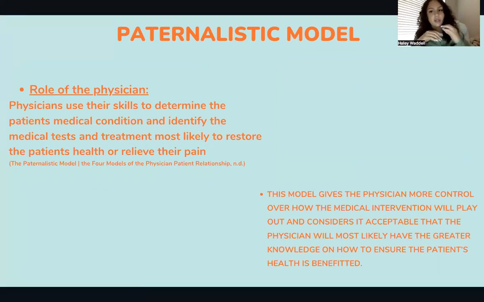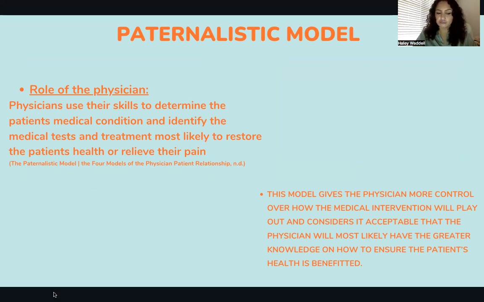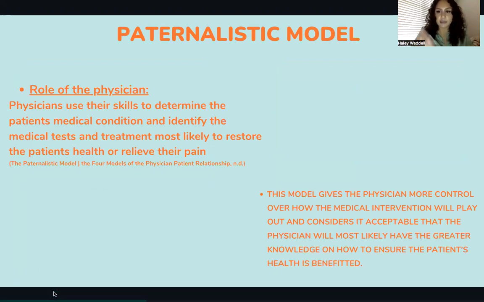So, the last model that we have is the paternalistic model. In this model, the role of the physician is to use their skills to determine the patient's medical condition and identify the medical tests and treatment most likely to restore the patient's health or relieve their pain. This model gives the physician more control over how the medical intervention will play out and considers it acceptable that the physician will most likely have the greater knowledge on how to ensure the patient's health is benefited. So, in this model, the physician is in control, basically, because they know best, right? And everybody just kind of has to accept it.